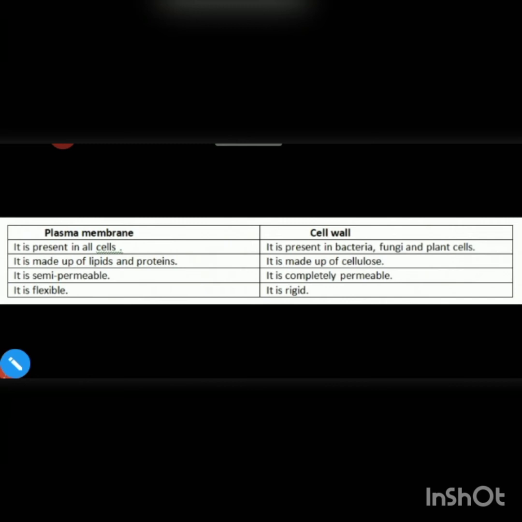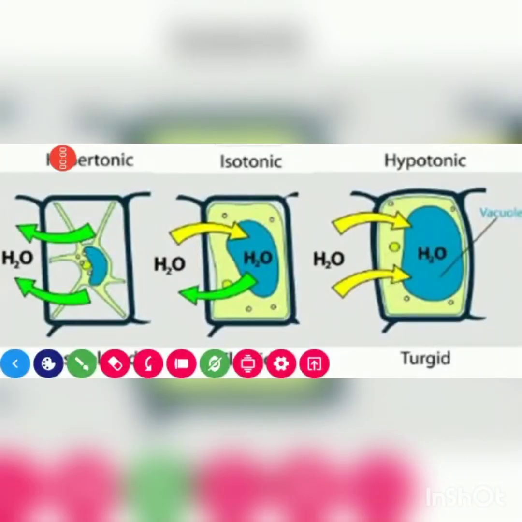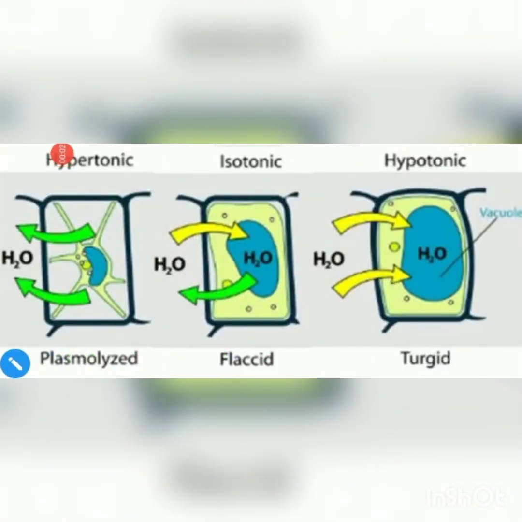Now the cell wall provides protection to the plant cells. So what will happen to a plant cell when it is placed in hypotonic, hypertonic or isotonic solution? What is a hypotonic solution? The surrounding medium will have a higher water concentration than inside the cell, as a result of which water will be entering into the cell.